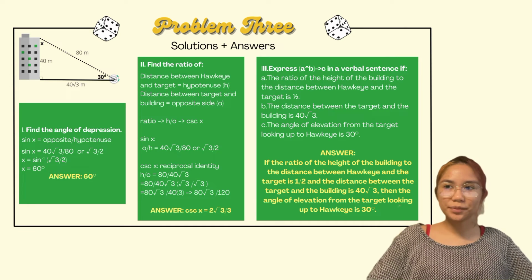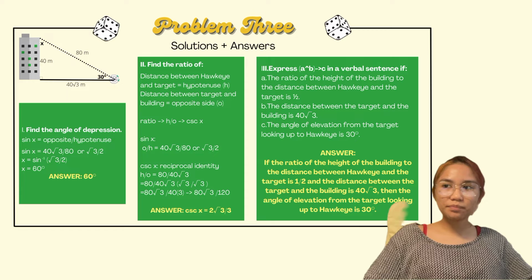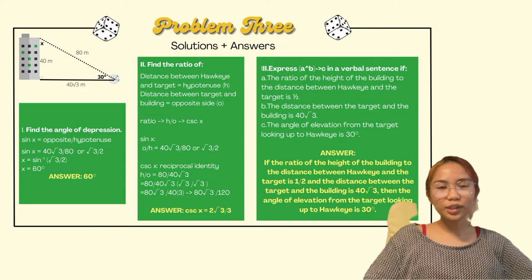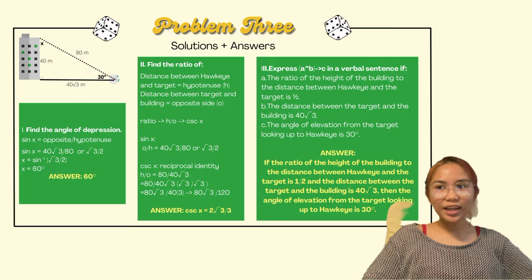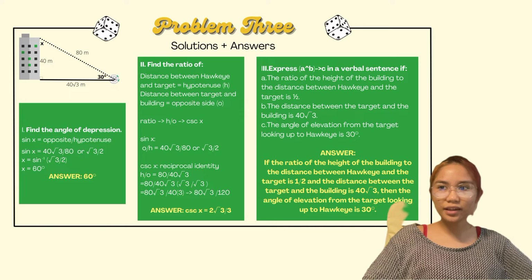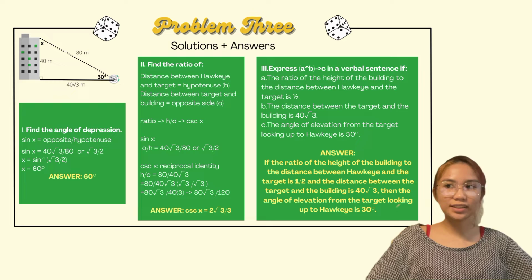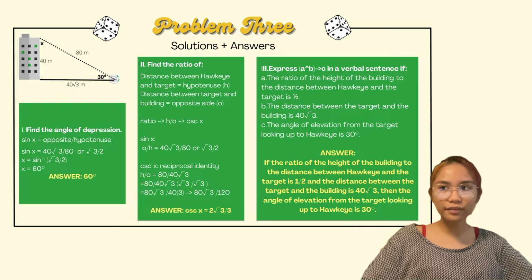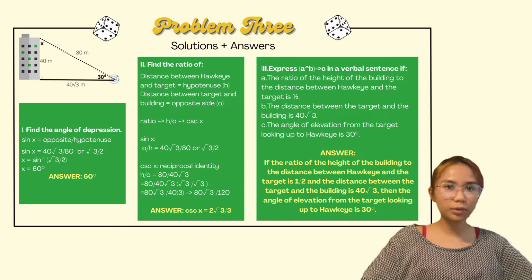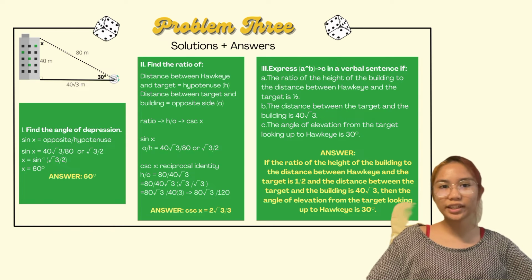Lastly, we just need to express if A and B then C in a verbal sentence. If A, the ratio of the height of the building to the distance between Hawkeye and the target is 1/2. Letter B, the distance between the target and the building is 40 square root of 3. And letter C, the angle of elevation from the target looking up to Hawkeye is 30 degrees.